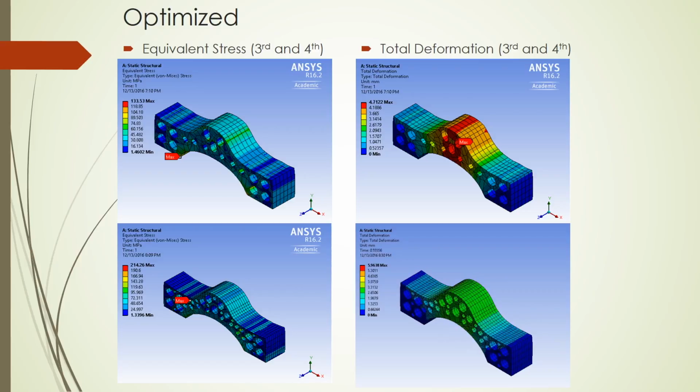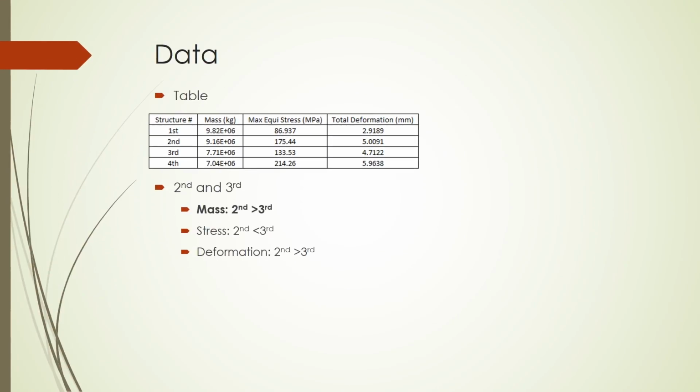From the third to the fourth structure, we increase the number and the size of holes. So the maximum equivalent stress and the maximum total deformation also increase. But from the second structure to the third one, the change pattern is a little weird. We also collect the data for the fourth structure in this table.